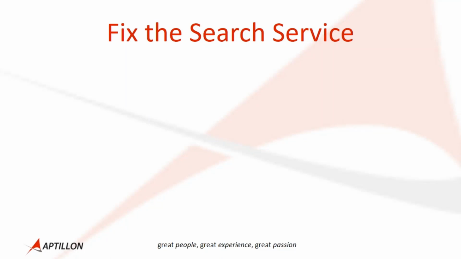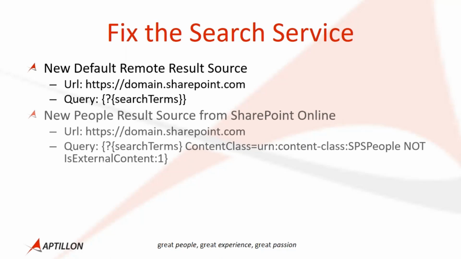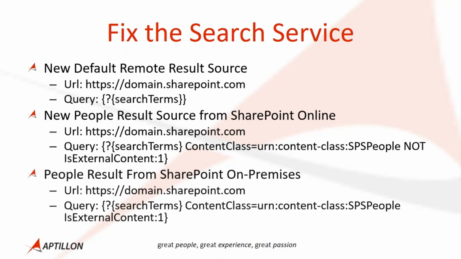We want to fix that search service, and the way we do it is we create a new default result source using your domain .sharepoint.com, and then the query simply has that curly brace question mark with search terms embedded in it, and that will work for you. The people result source is just a slightly bit more complicated. You're going to choose a people result source, and then you're going to say the content class equals SPS people. And then if you want to use SharePoint Online as your source, then you're going to choose not is external content. Whereas if you're going to use your on-premises SharePoint user profile service for your people, then you would use is external content.